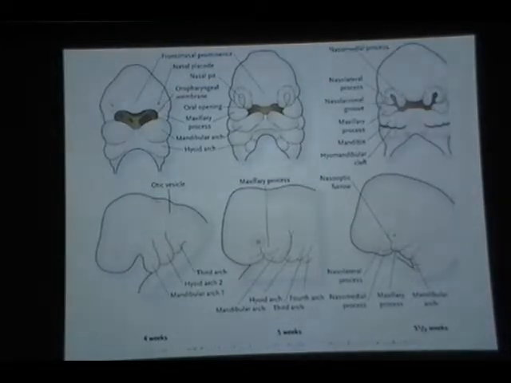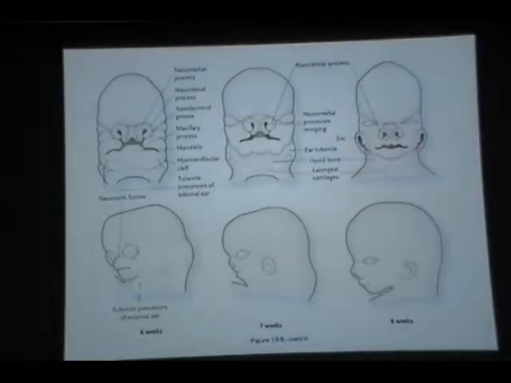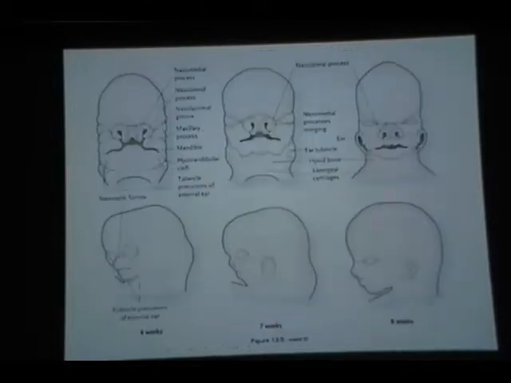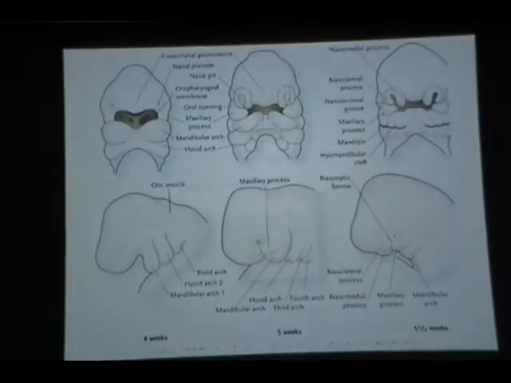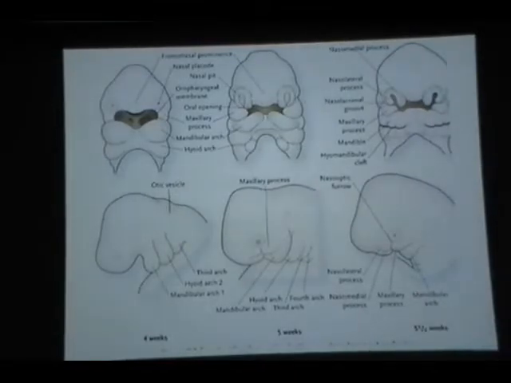It will eventually form your entire upper lip, but the middle portion of the upper lip is derived from the frontonasal prominence here in these two nasal processes. So the philtrum, this little divot in your upper lip, is derived from frontonasal prominence, whereas the 2 lateral portions of it come from maxillary processes and move toward the midline.